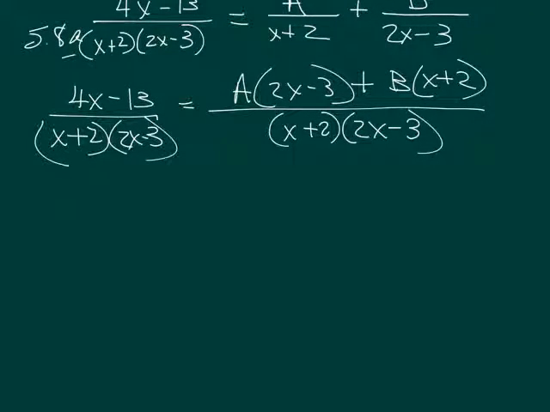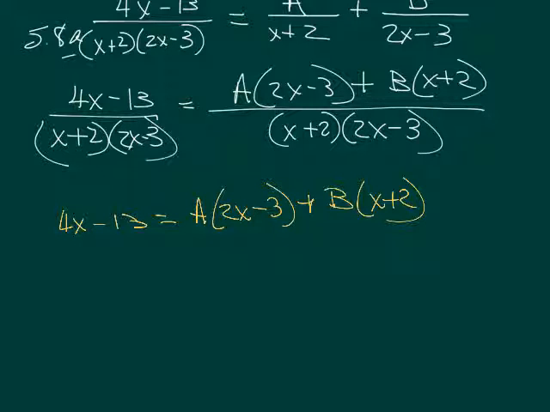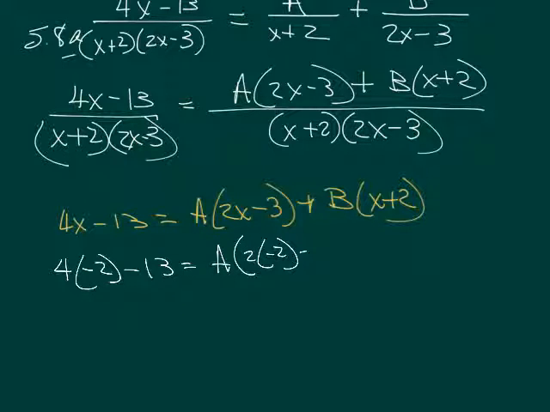Get this out of the way here. So we have 4x minus 13 equals A times 2x minus 3 plus B times x plus 2. Alright, so we're going to replace this x right here with a negative 2, and all the other x's with negative 2's, because that's going to make that 0. So 4 times negative 2 minus 13 equals A times 2 times negative 2 minus 3 plus B times negative 2 plus 2. Alright, so let's go ahead and solve this.